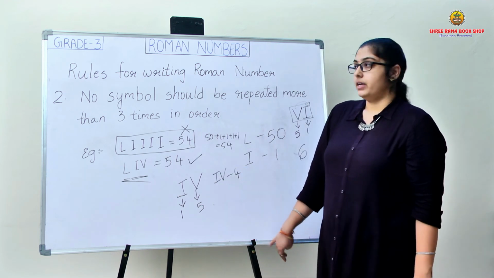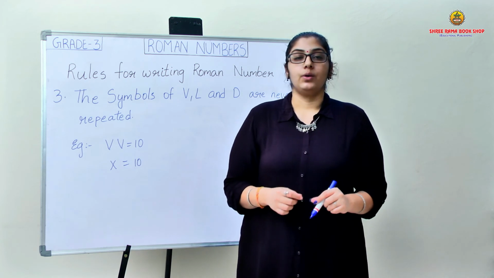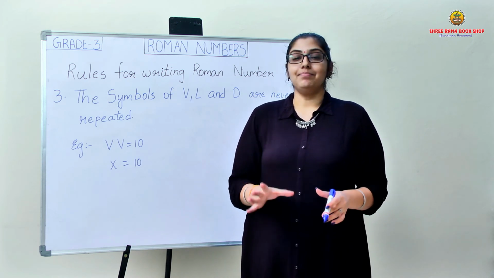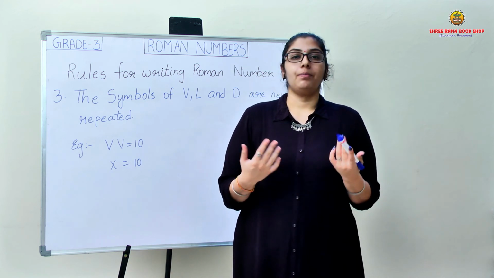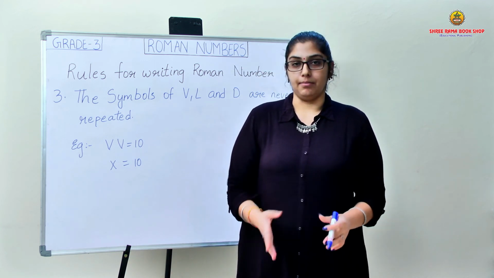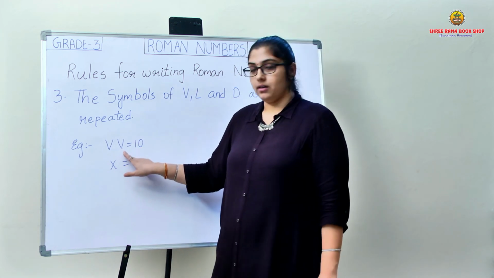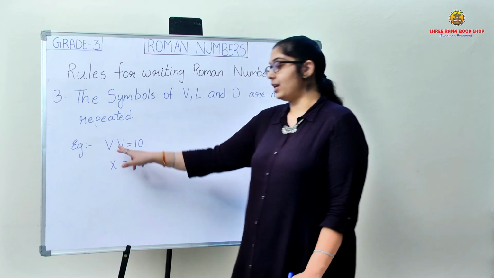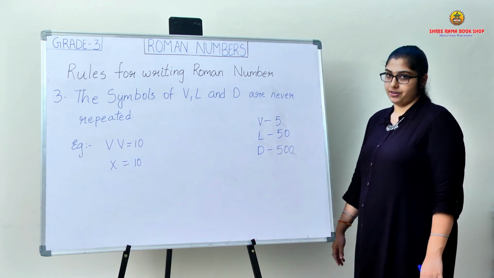Okay. Now we will go to the third rule. Rule number 3 states that the symbols V, L, D should not be repeated, should not be put together to form a number. Here I have an example. The value of V is 5, the value of L is 50, the value of D is 500, right?